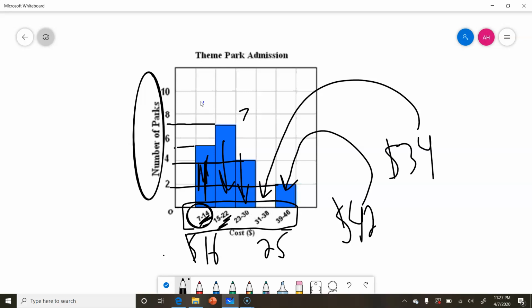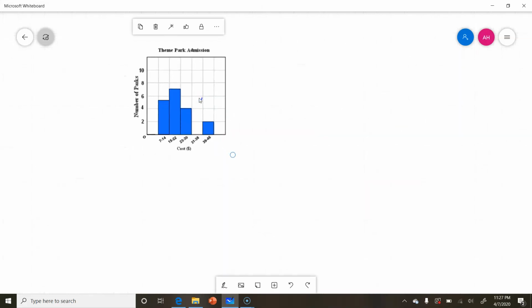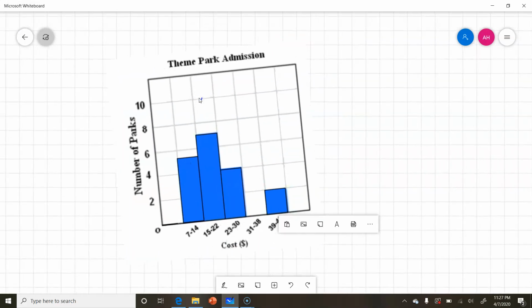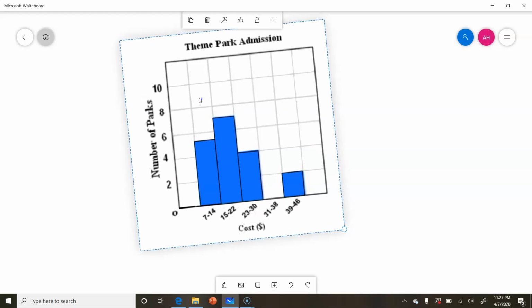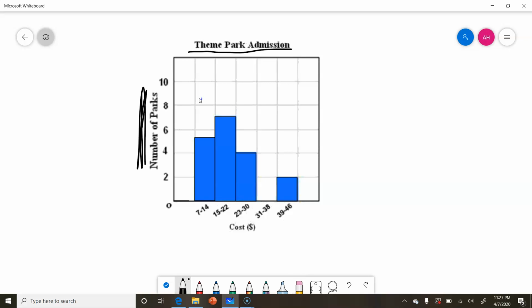Okay, now what's important to know about this, I'm going to clear this and reinsert the picture. What's important to know about a histogram is that we can do some important statistics on the histogram itself, okay? So one of the first things we need to know is how many parks are represented, okay? This is theme parks. We need to know the total number of parks, okay?